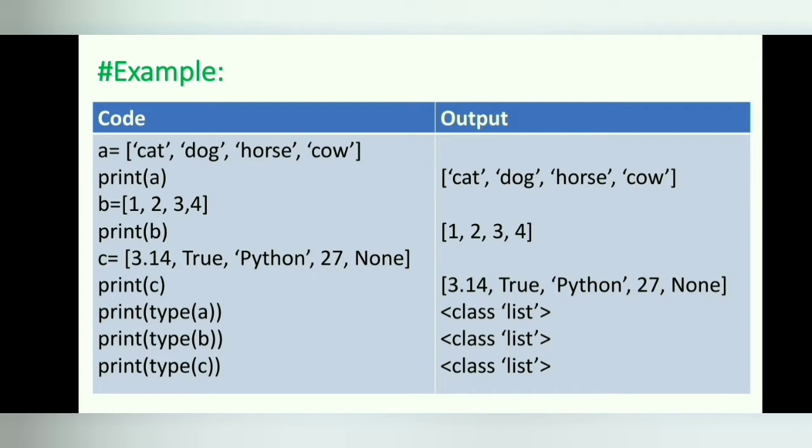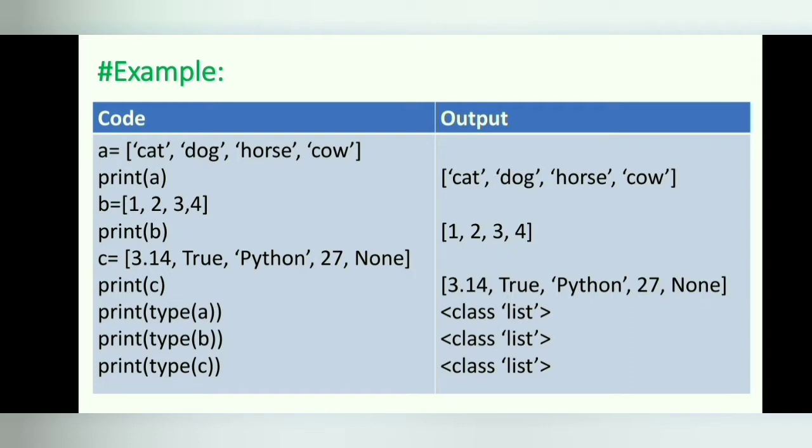In the next statement, a list containing different data types 3.14, a float type, true, a boolean type, Python, a string type, 27, an integer type, and none, a none type, is assigned to the variable c. The following print statement, print c, will display the list 3.14, true, Python, 27, none. This example shows that a list may contain values of the same data type or different data types.